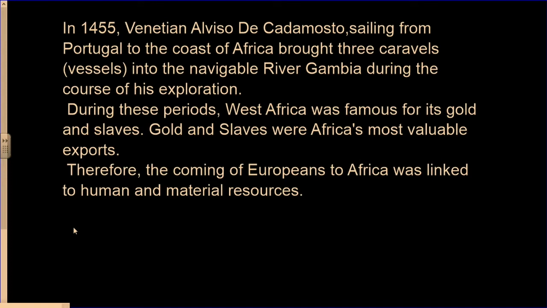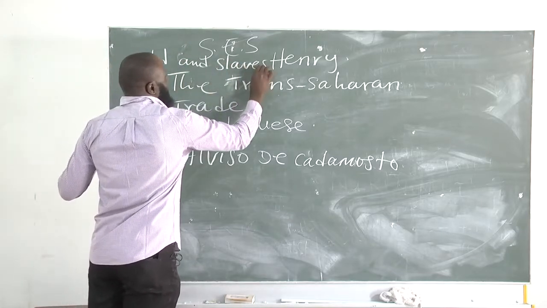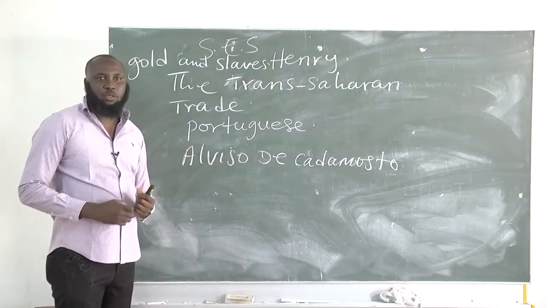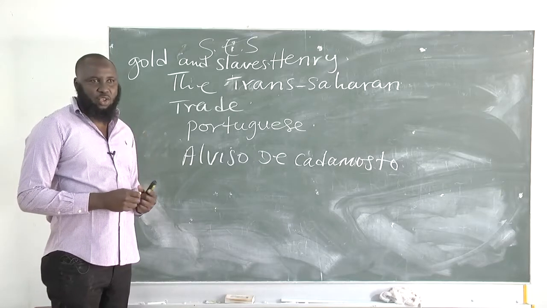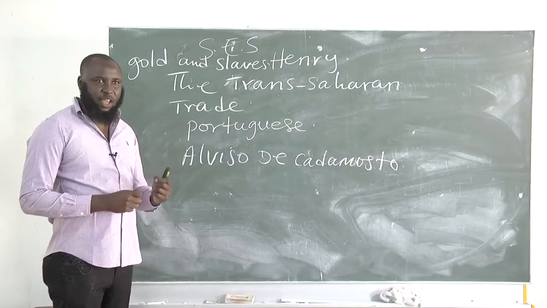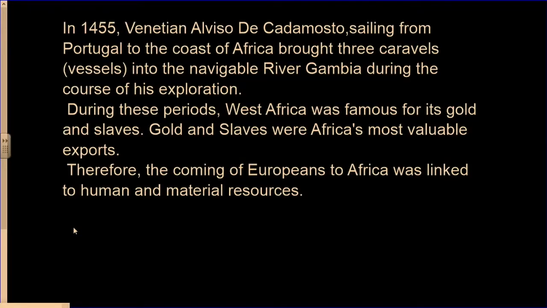Now, during this period, West Africa, like I said before, was famous for its gold and slaves. These were the major things, although there were other goods as well. But gold and slaves were the major goods that made West Africa very famous, or that made people interested in West Africa, because they were the most valuable exports.